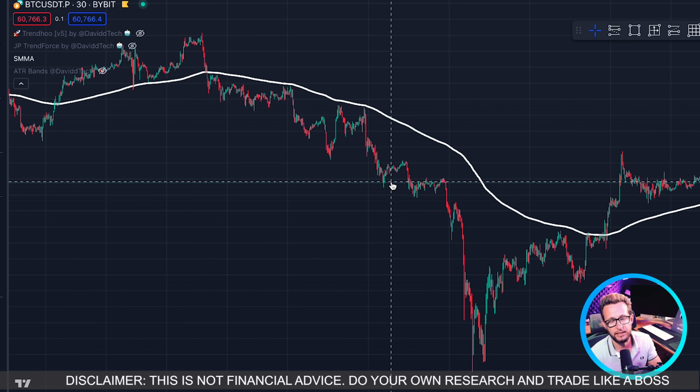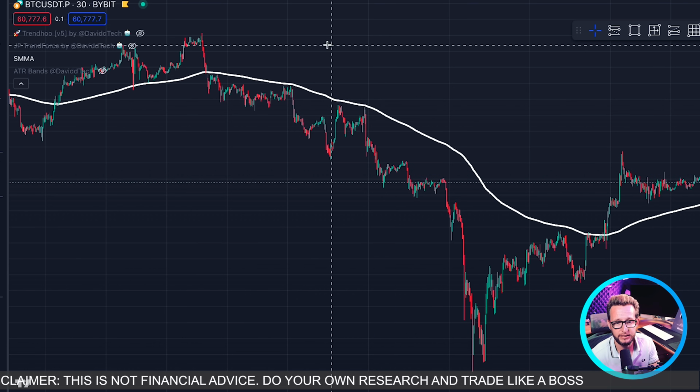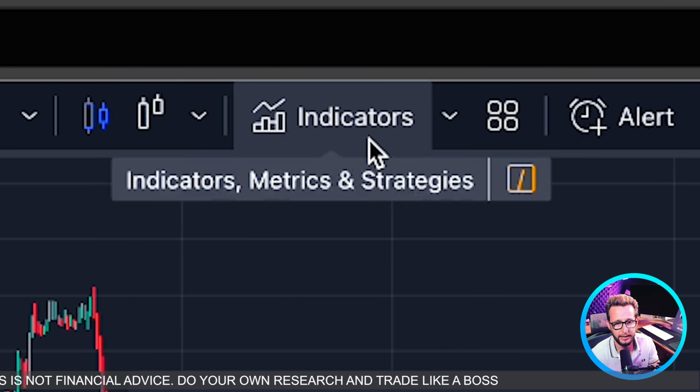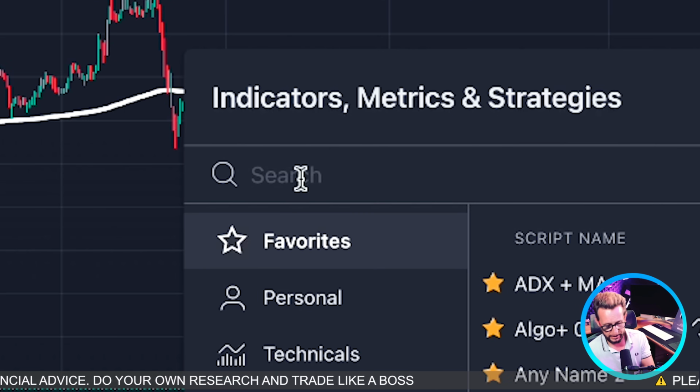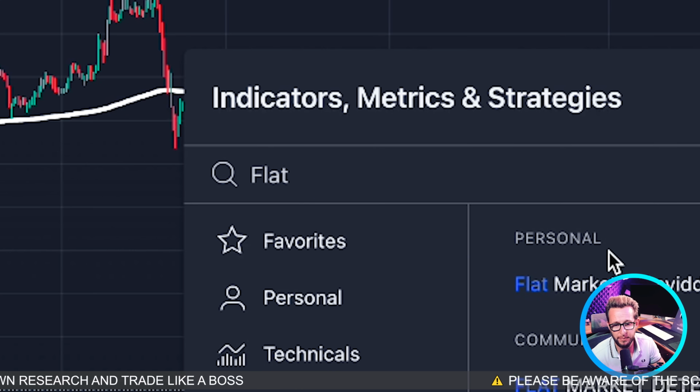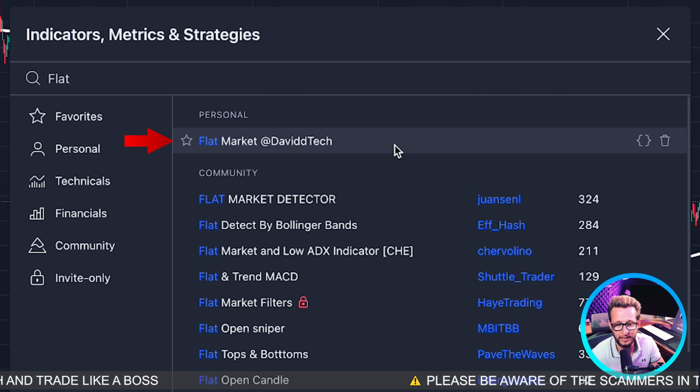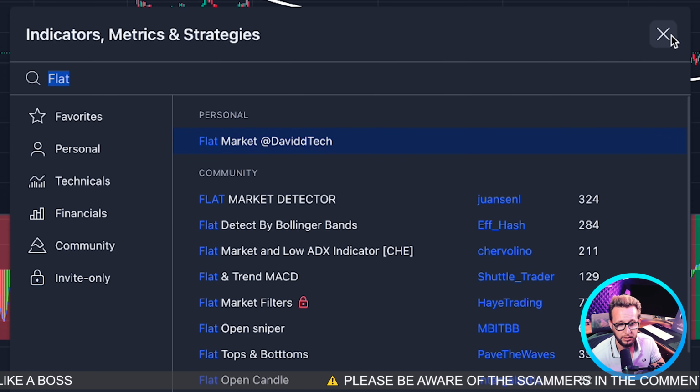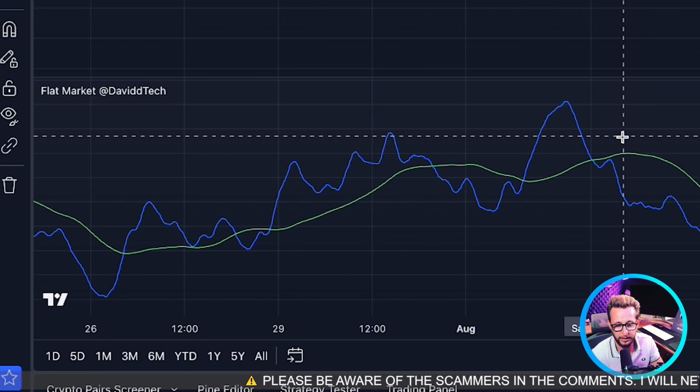Our second indicator is going to be one of our confirmation indicators. We're going to add that by going up to indicators up here. We're going to be looking for an indicator by myself. It's one of the only closed source indicators that I've ever made. It's called the Flat Market by David Tech. Very, very good indicator. We're going to add it to the charts and it looks just like this.